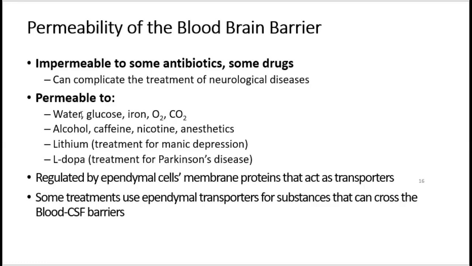And there are two drugs that successfully cross the blood-brain barrier, both for treatment of neurological disorders. Lithium is used to treat manic depression. L-DOPA is used to treat Parkinson's disease. So the blood-brain barrier is really regulated by the membrane proteins and the aquaporins that are present in the endothelial cells and the ependymal cells. Some treatments even use the ependymal transporters for substances to cross. That's all, and thank you very much for listening.